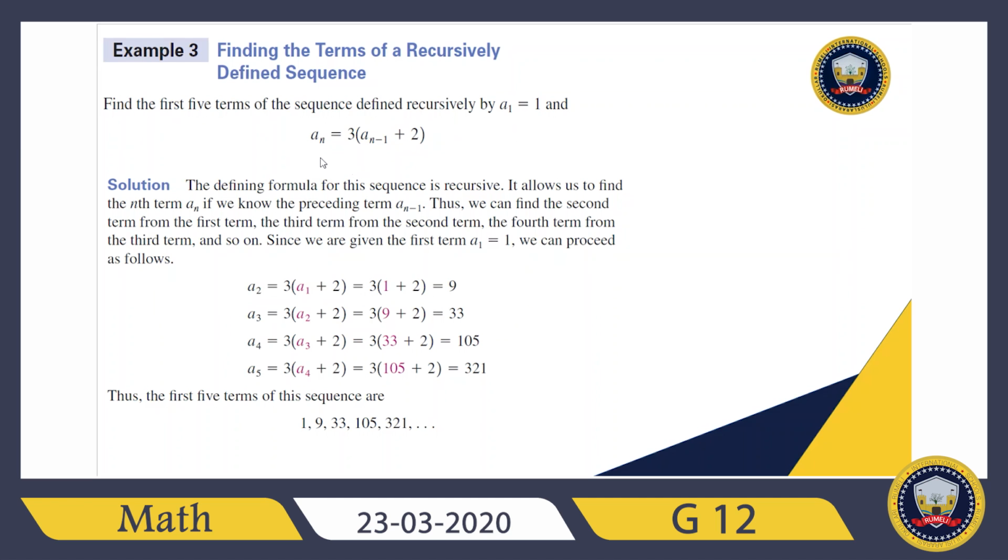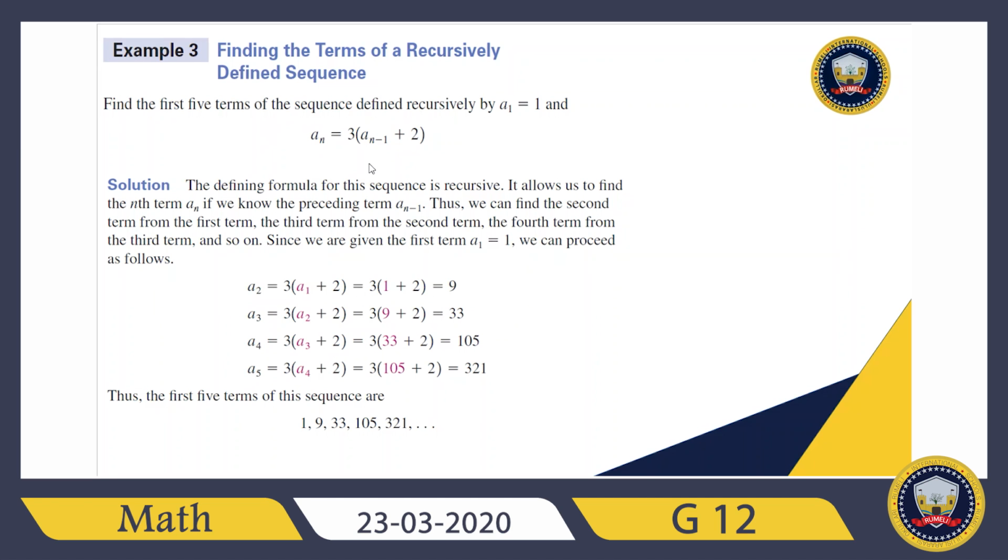a_2 in this case, so now n equals 2, equals 3 multiplied by the previous term, which is a_1, because we are calculating a_2, plus 2. We find the answer, which is 9. Now to find a_3, we take the previous one, 3 multiplied by a_2, plus 2, and we find 33. a_4 the same way, 3 multiplied by the previous one, we get a_4 and a_5, and so on. So we call this a recursive sequence or recursively defined sequence.